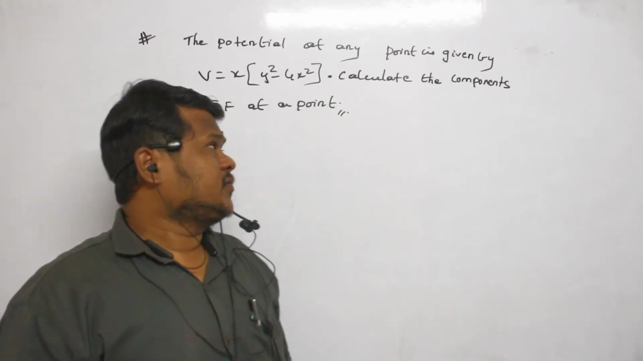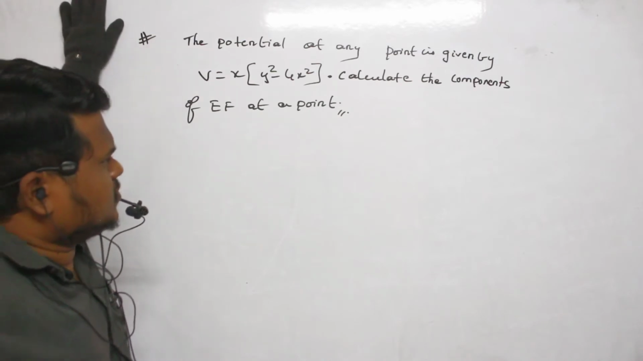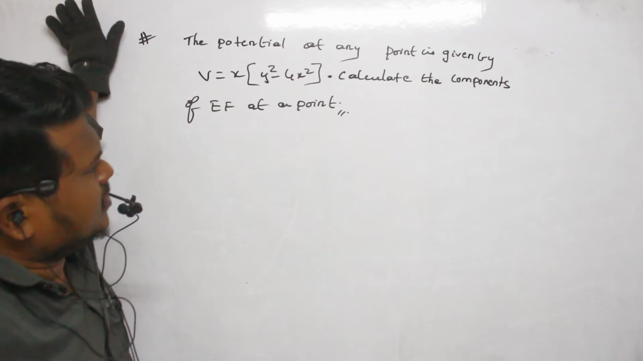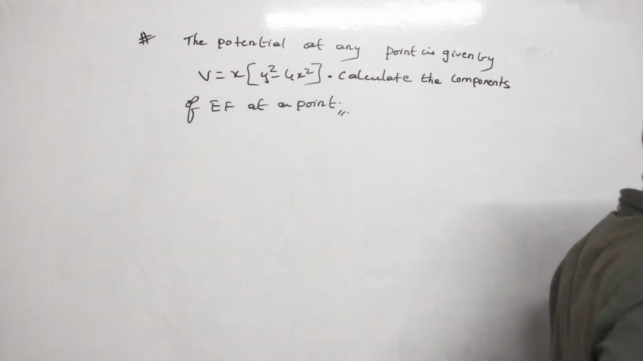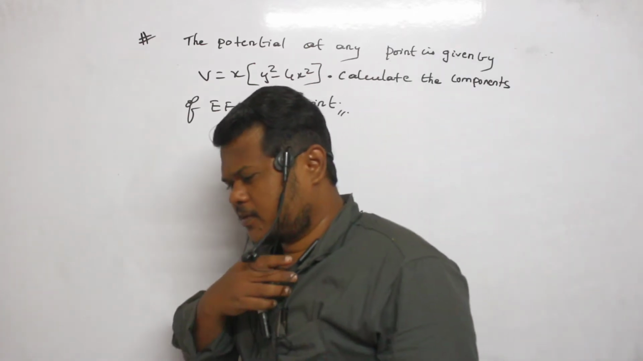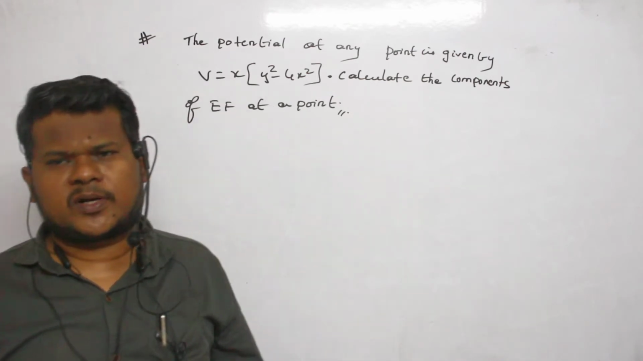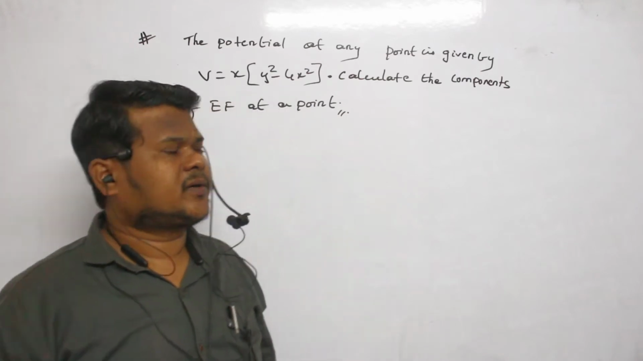Okay. So V is equal to x into y square minus 4x square. Then we are supposed to find the components of electric field at a point. What is meant by components of electric field at a point? What is the meaning of this one? Components means x component and y component. That is the meaning of this, no? X component and y component.